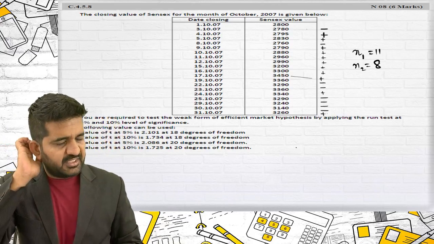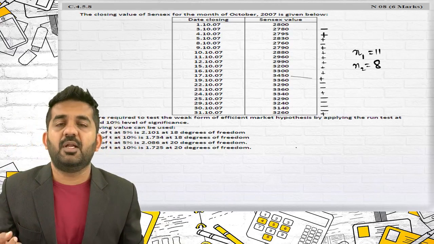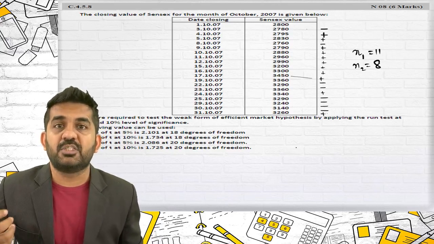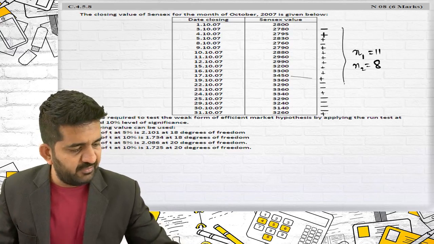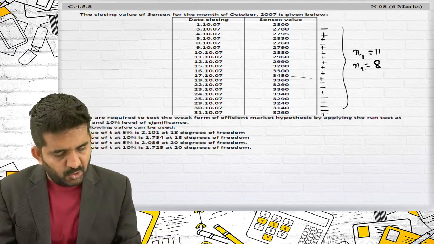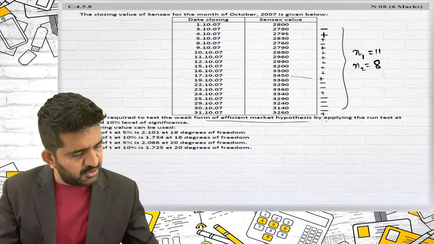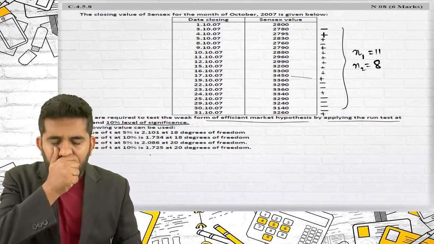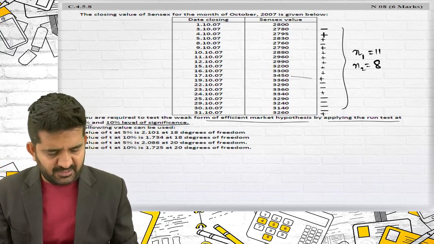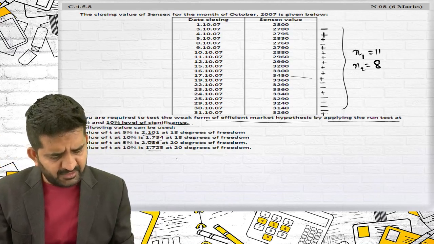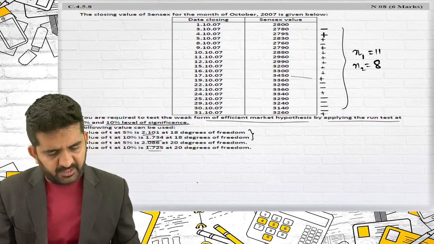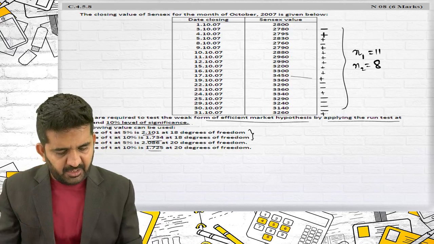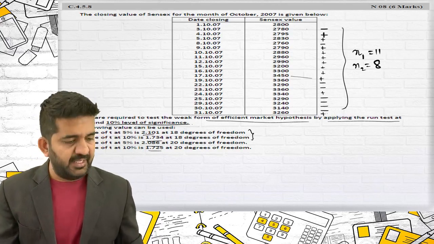How to find out? Try to understand. Here you will have to learn another formula for finding mu, that is the average, and another formula for finding standard deviation, when you are not dealing with numbers but with signs. You are required to test the weak form of efficient market hypothesis by applying the run test at 5% and 10% level of significance. What is this? We will go deep into theory later. Let us right now only calculate it. The values are given for 5% and 10%, so I can easily find them out for 18 degrees of freedom.